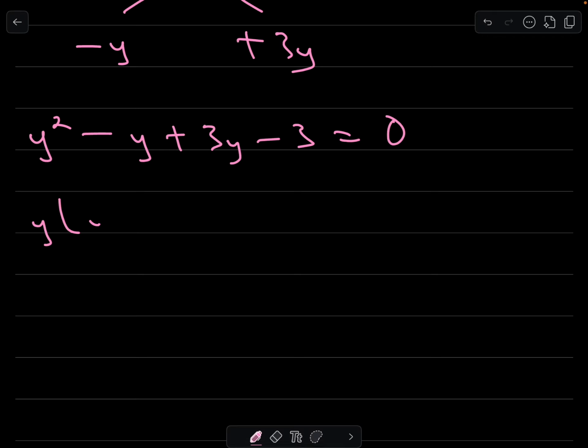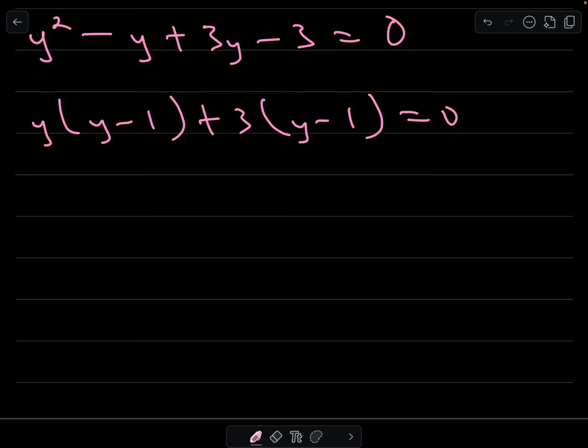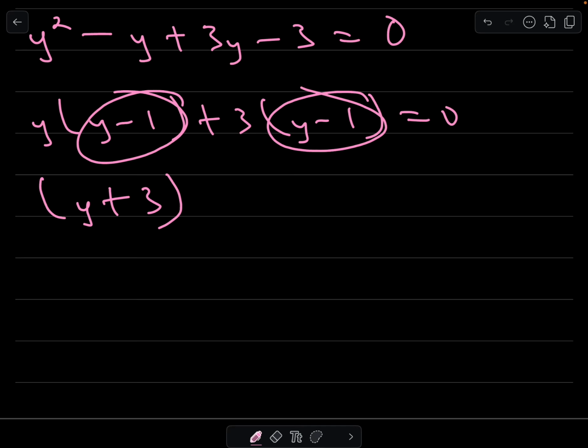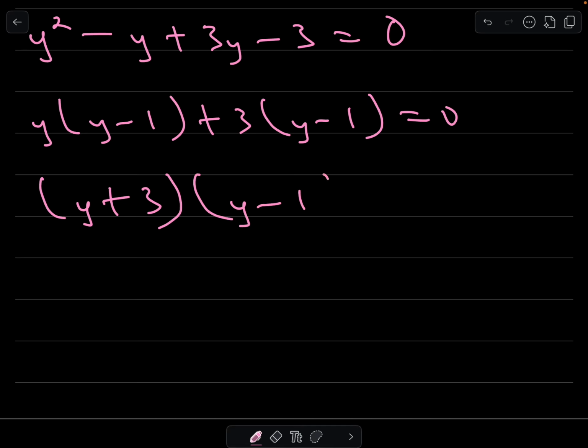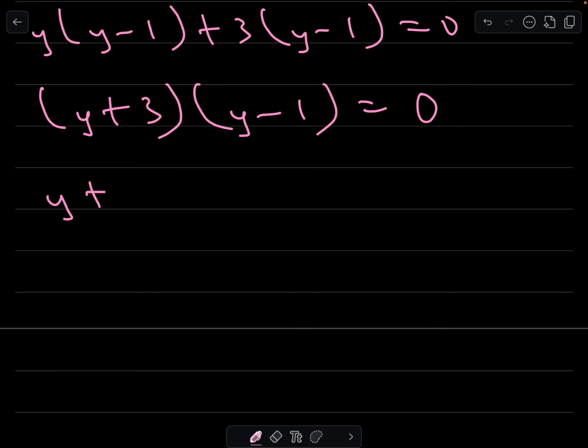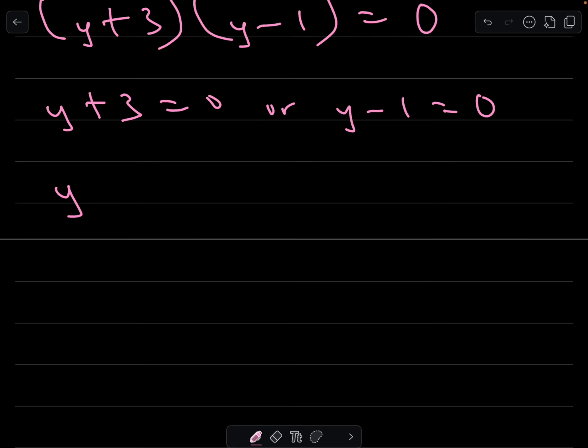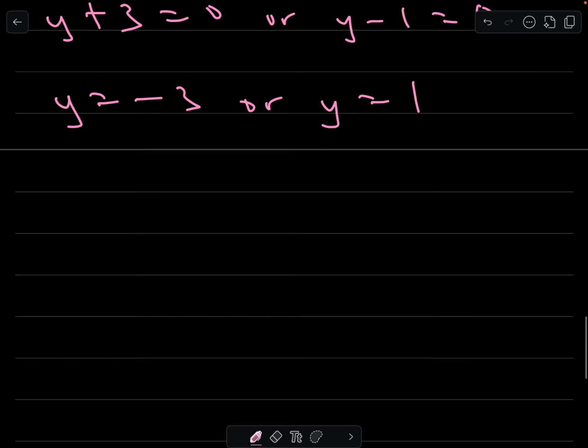And that means y into bracket y minus 1 plus 3 into bracket y minus 1 equals 0. And now you put these two together in brackets, y plus 3, and pick one of these two that are the same, times y minus 1 equals 0, which simply means y plus 3 equals 0 or y minus 1 equals 0. And that means y equals minus 3 or y equals 1.